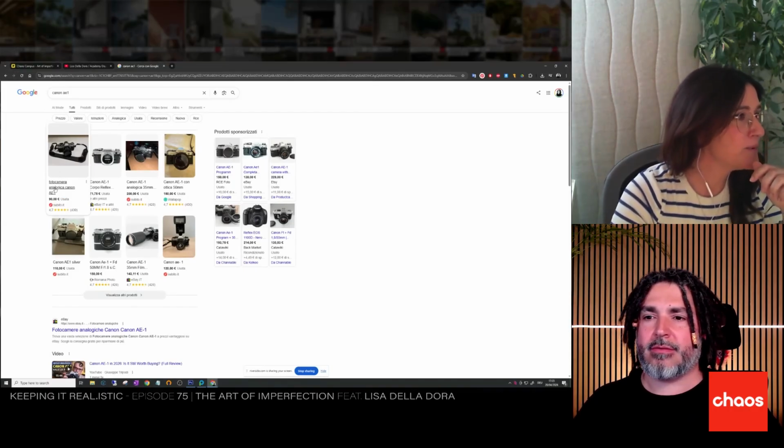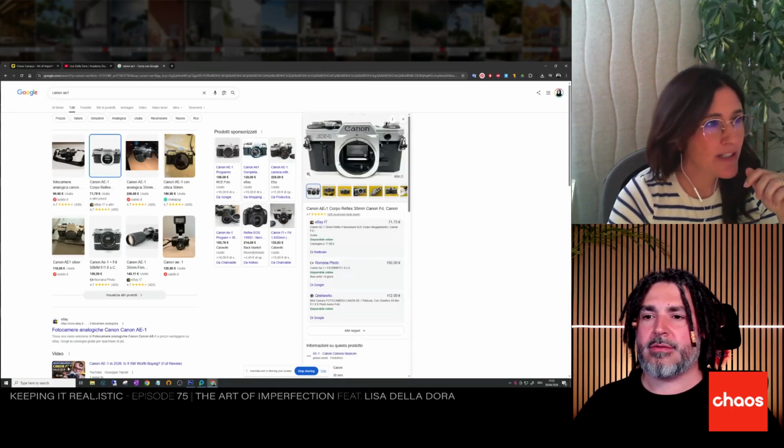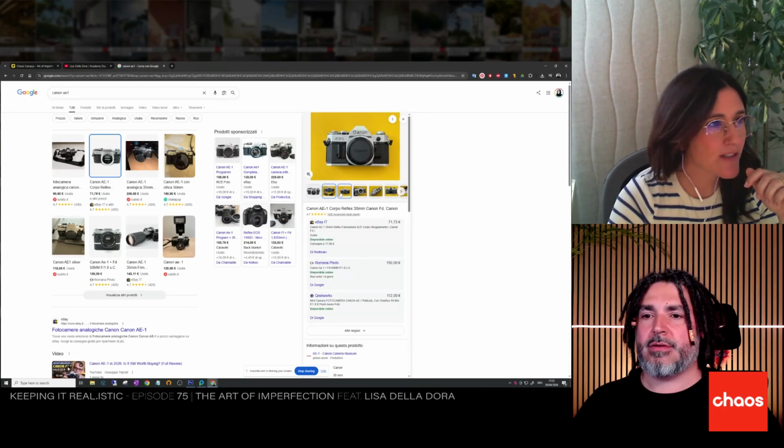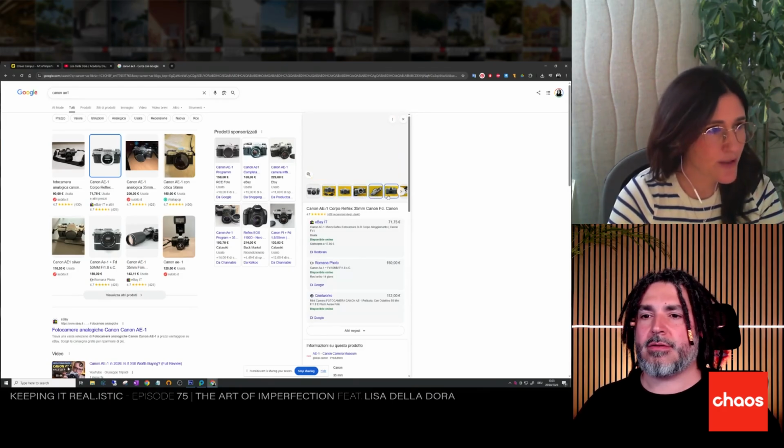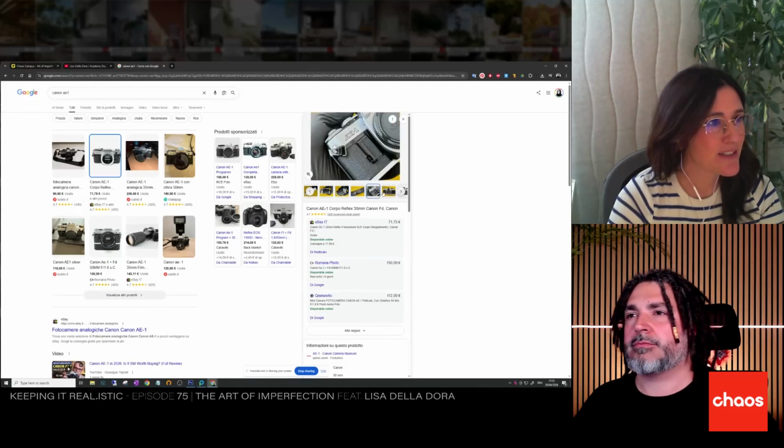It's like 90 euro on eBay. So 70 euro on eBay. It's a very old analog camera. It's super easy. I mean, you have to learn how to use it, but this is the kind of thing I'm talking about.